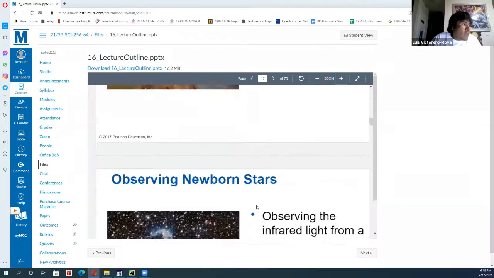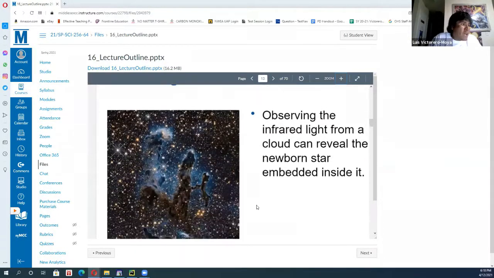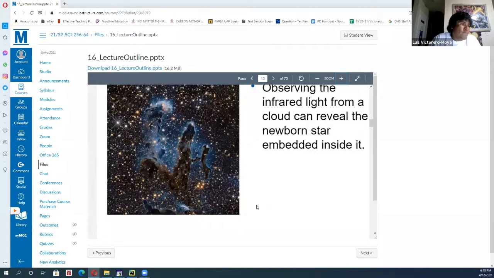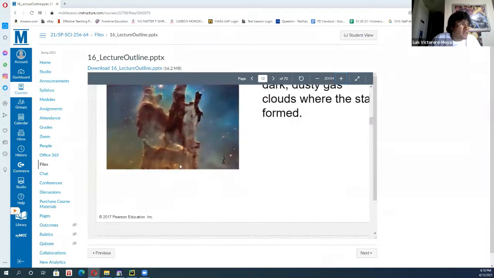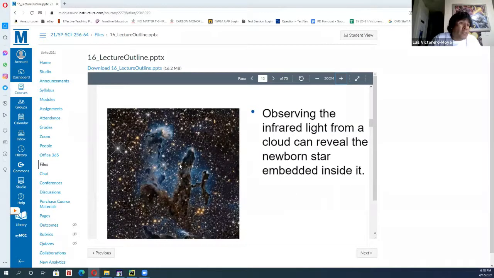If I take a look at the infrared picture, now look what you can get. It reveals newborn stars embedded inside it. Compare this to this, right? That's why it's very important to understand the electromagnetic spectrum. So now we know there is more information. And a radio image can also give you some of the emission lines and some of the contours in here.